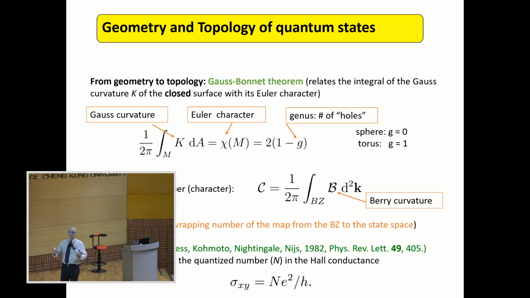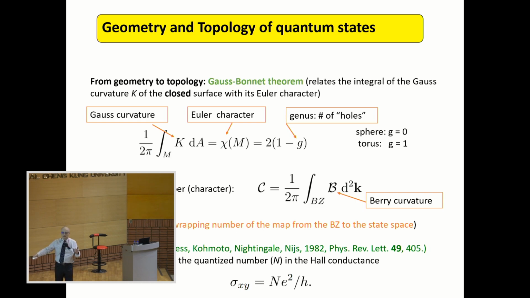But then you need to compute the Chern number, which gives you the topological character. So you take the Berry curvature, which is, again, wave function, take the gradient, expectation value, take the curl, and then you get the B. And then you integrate this in K-space on the Brillouin zone, and you get the topological number. So this can be seen as the winding or wrapping number of the map from the Brillouin zone to the state space.